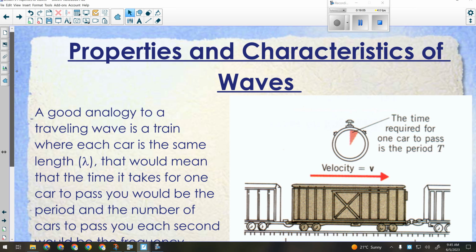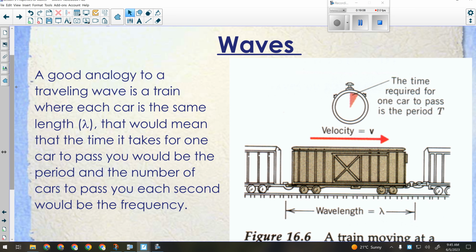Okay, so properties of waves. We've got wavelength, we've got speed. Okay, we've got period and frequency and all that kind of stuff. A good analogy of that is kind of like a train. Okay, so if the train is moving, it's moving at a certain speed. So the speed of the train is the speed of the waves. Each car is like one single wave.